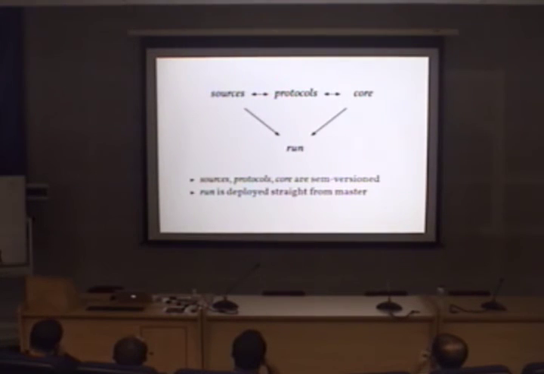Let me tell you about how this thing exists in terms of Git repositories and Maven artifacts. Sources, protocols, and core are all separate entities having their own Git repositories, having their own versioning schemes. They are developed independently, and then they are all dependencies of the run project, which isn't versioned. Instead, it just contains base logic responsible for merging all those functionalities together. And then run on each commit to master is deployed straight from the top of the branch.